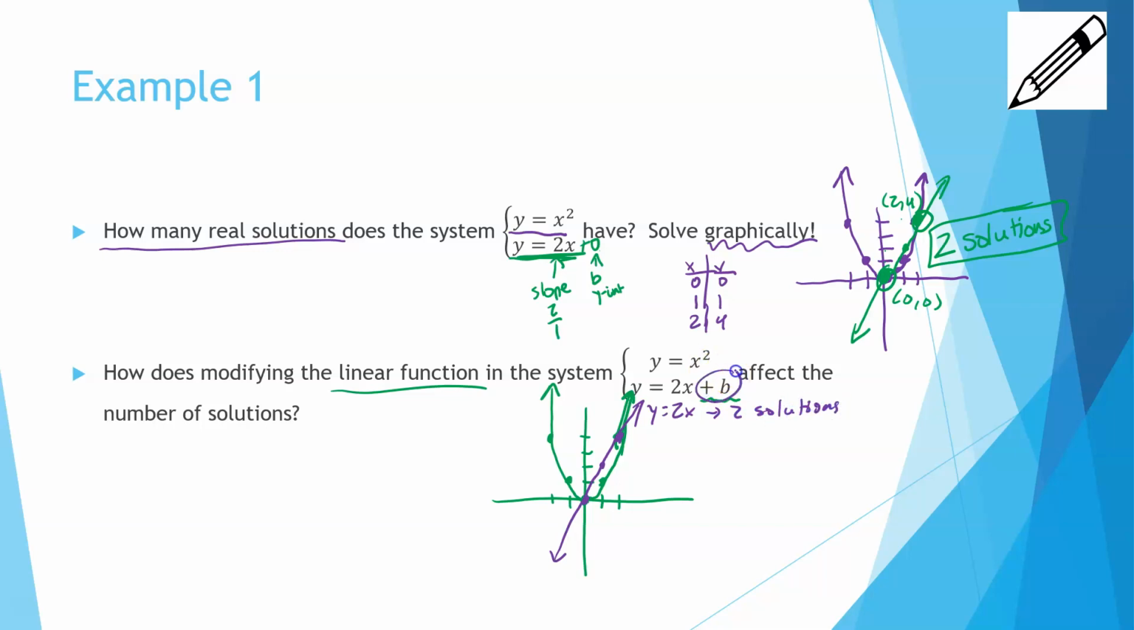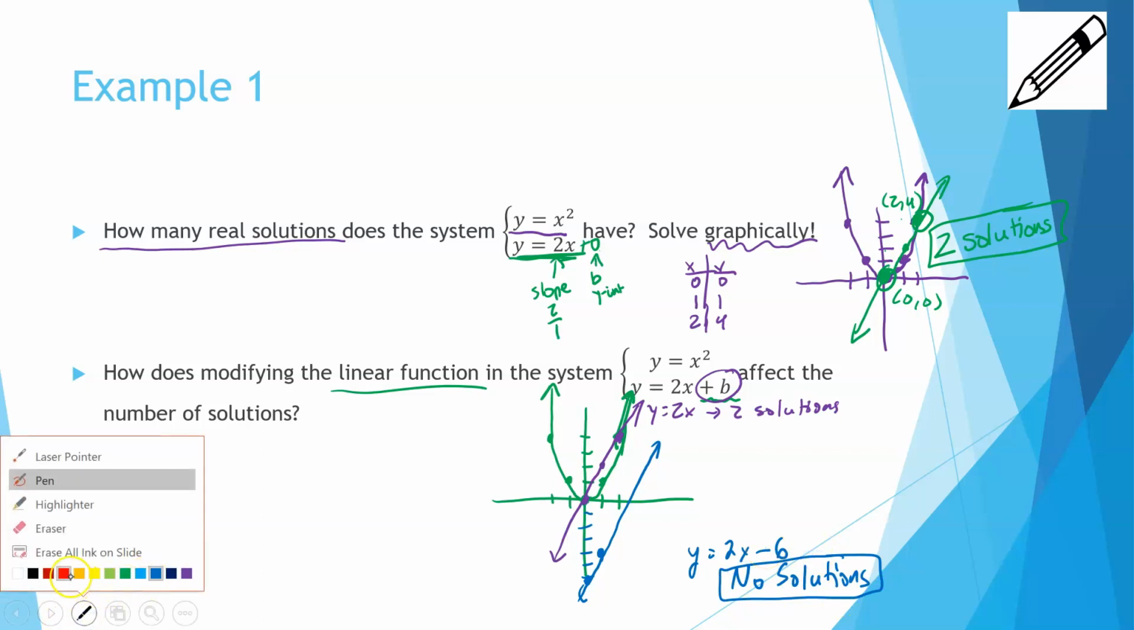Having said that, what if I start changing that b value? What if I decided to graph y equals 2x minus 6? 2, 3, 4, 5, 6. Rise 2, run 1. It would look like this. That would be a case where we'd have no solutions because they never cross.